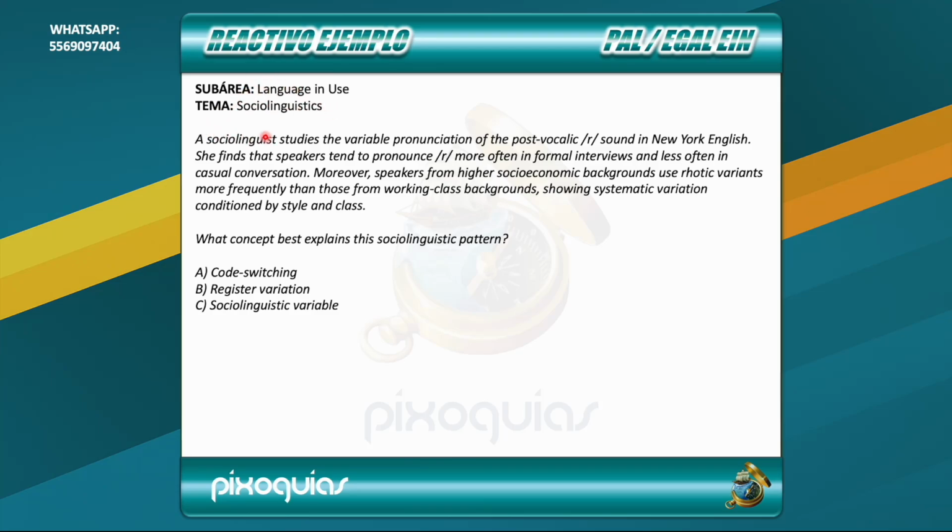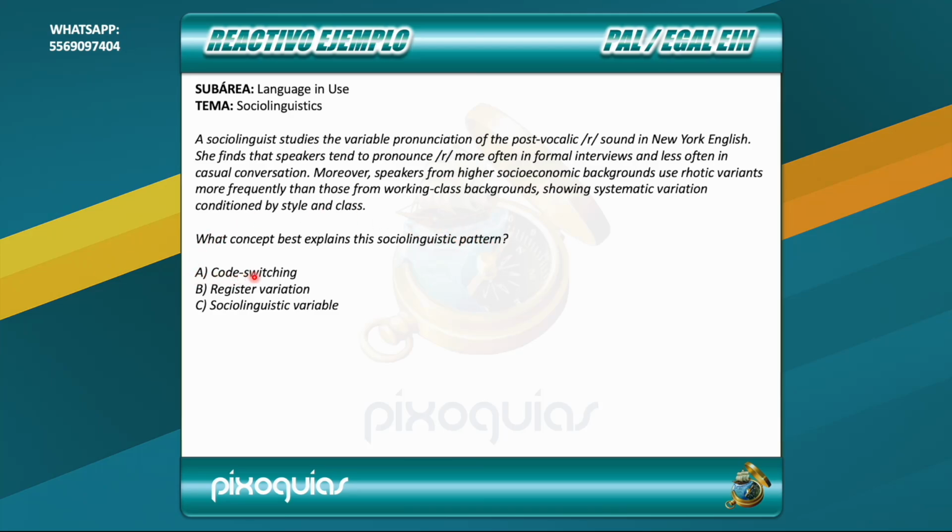A sociolinguist studies the variable pronunciation of the post-vocalic R sound in New York English. She finds that speakers tend to pronounce R more often in formal interviews and less often in casual conversation. Moreover, speakers from higher socioeconomic backgrounds use rhotic variants more frequently than those from working-class backgrounds, showing systematic variation conditioned by style and class. Which concept best explains the sociolinguistic pattern?